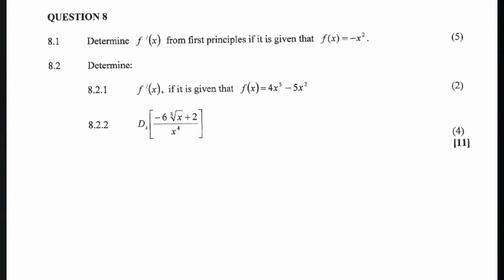Okay, let's have a look at question 8. Question 8 is dealing with derivatives, so it is the first calculus question of the paper. It says: determine f prime of x from first principles, given that f of x equals negative x squared.